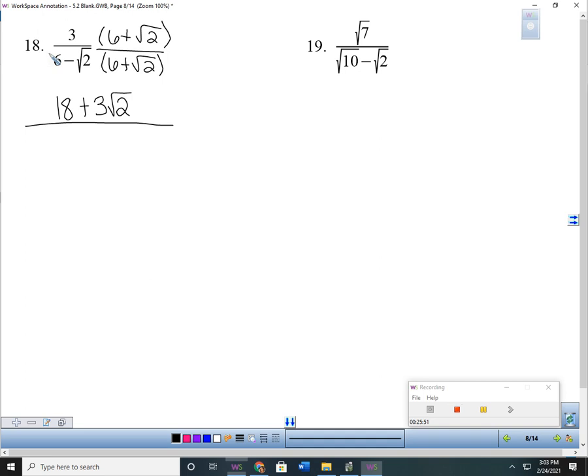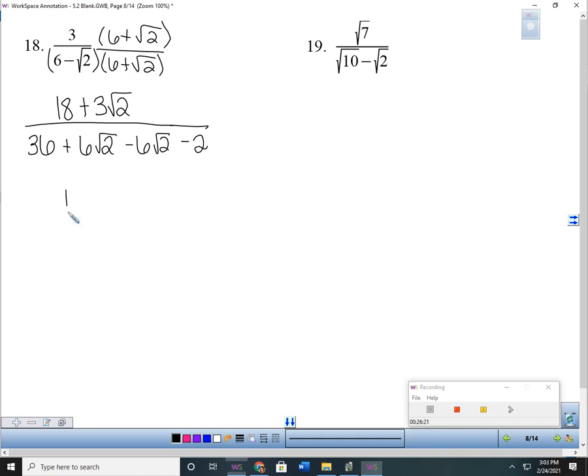On the bottom, 6 times 6 is 36. 6 times the square root of 2 is 6 square roots of 2. -2 square root of 2 times 6 is -6 square roots of 2. Opposite signs, see? And then negative square root of 2 times positive square root of 2 is -2. Also, have you noticed that term at the back is always negative, right? Because you have opposite signs.